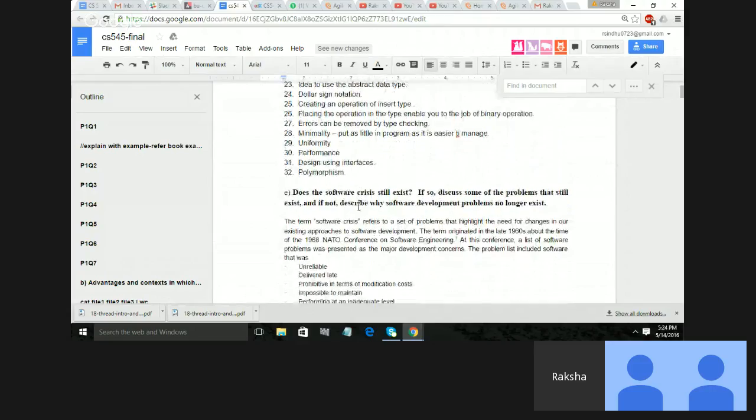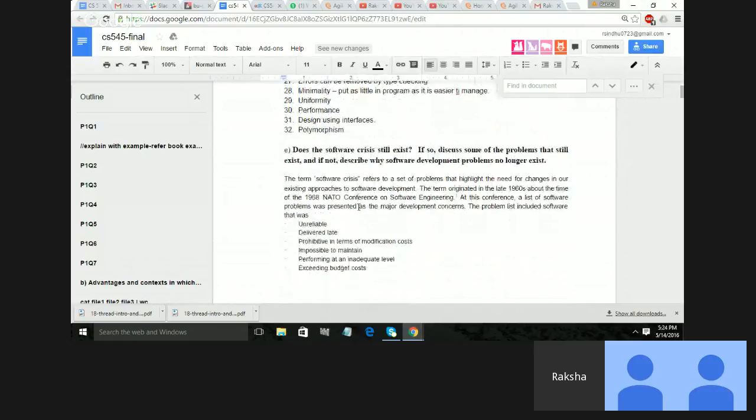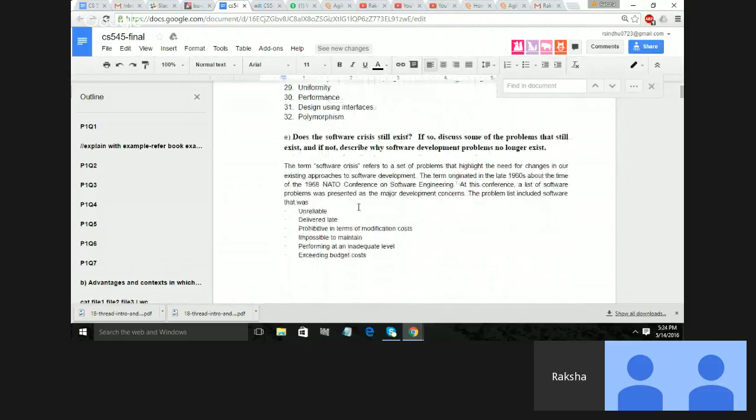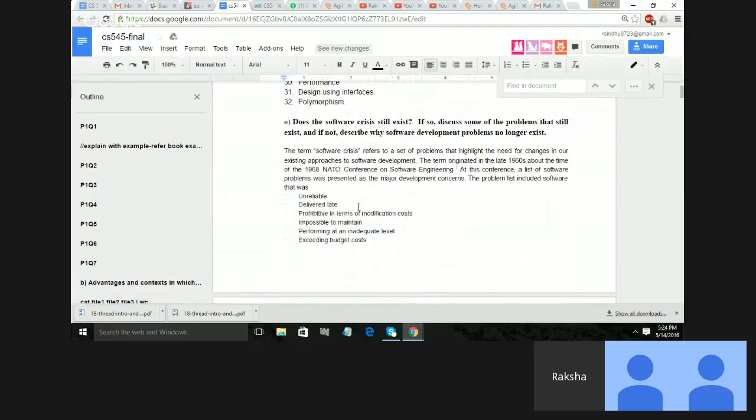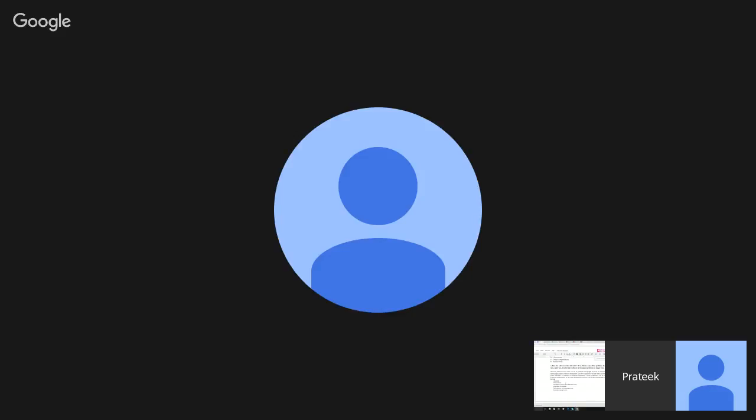So the last question is whether the software crisis still exists, and if so, how to resolve the problem. I think you need to rephrase the whole answer. I'm not satisfied with this answer, I'm not convinced by it. There are many gaps and you need to add a few points. Please look at this answer. You have written all the points, but in a haphazard way.